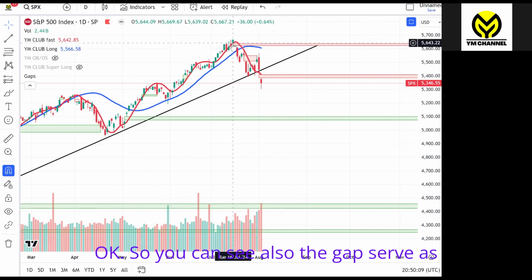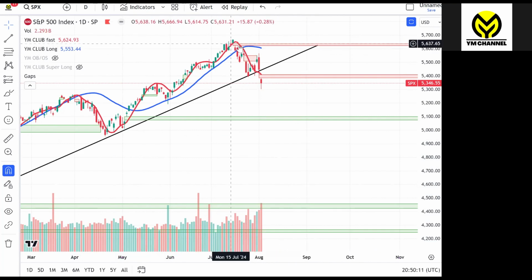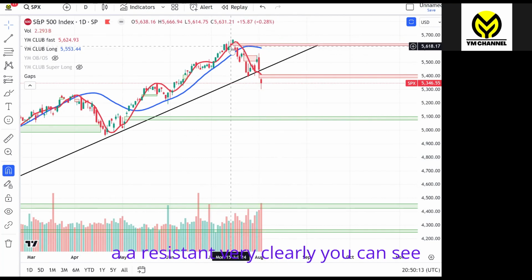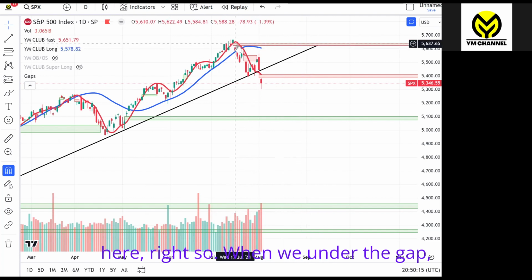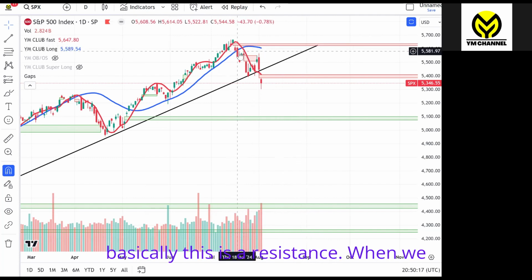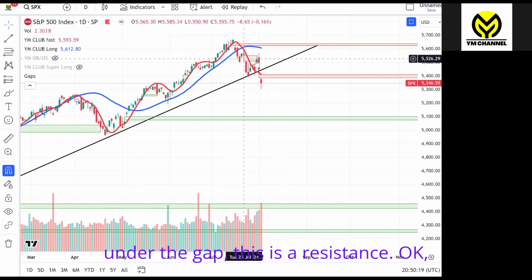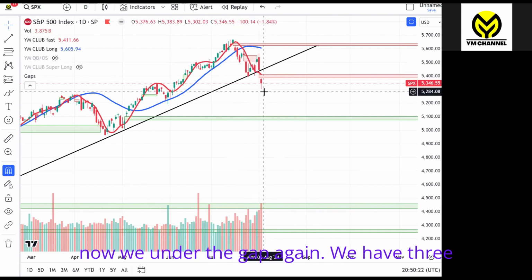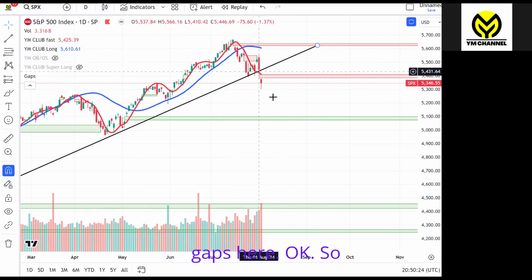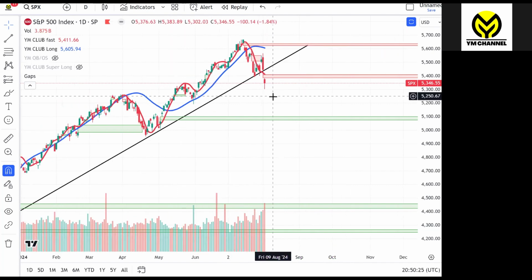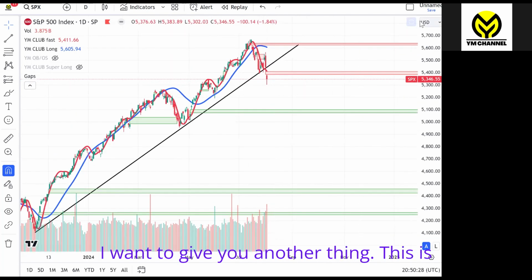So you can see also the gap serve as a resistance very clearly. You can see here, right? So when we under the gap, basically this is a resistance. When we under the gap, this is a resistance. Now we under the gap again. We have three gaps here.